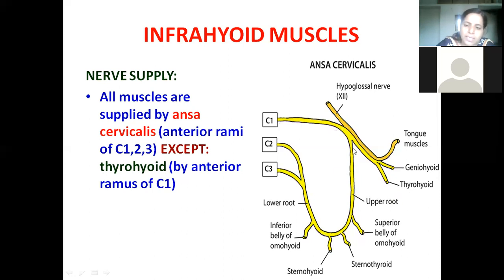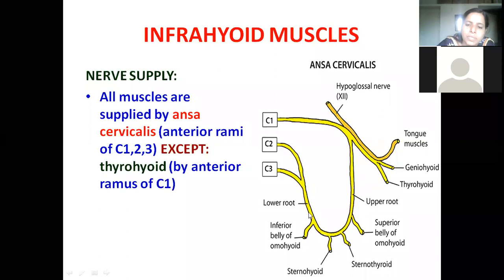Now the C1 is coming like this. This is called descendens hypoglossi. C2, C3 are joining and coming downwards like this, descendens cervicis. Both of them form a necklace, something like a necklace we wear in the neck region, girls. That's the reason it is called ansa cervicalis, which is the descending branch of C1 and the descending branch of C2, C3. They join to form this ansa.